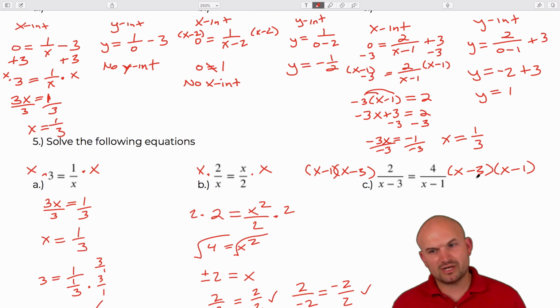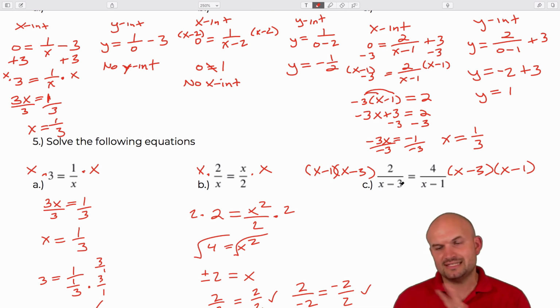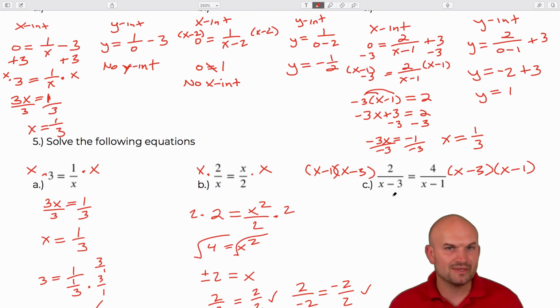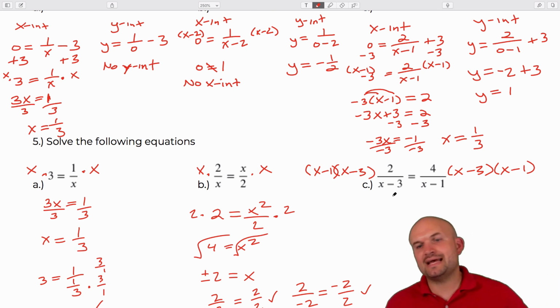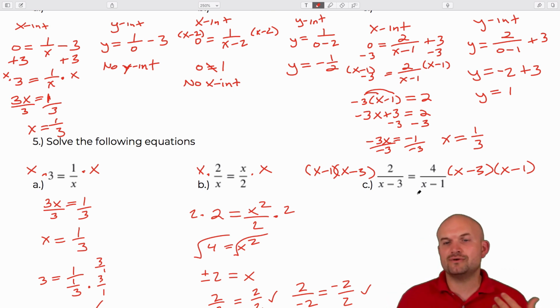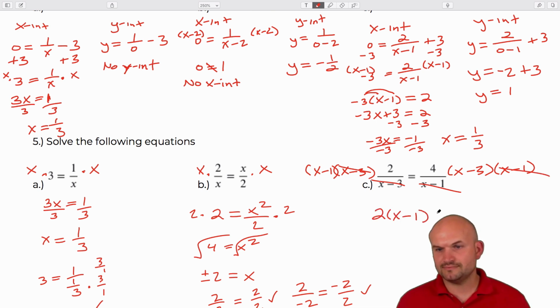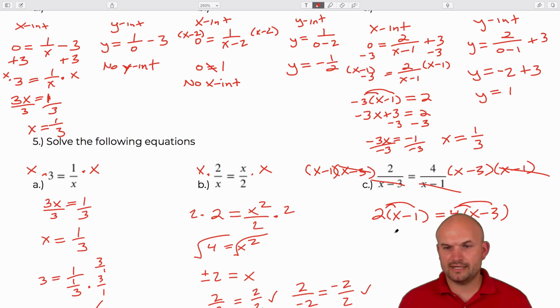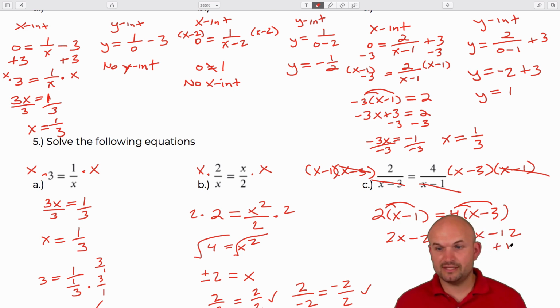Once you feel more comfortable with identifying the LCD, you can look at the denominators of a rational equation, identify the LCD, and multiply everything by the LCD, and that's going to get rid of your rational expressions. So in this case, my x minus 3's divide out, and my x minus 1's divide out, leaving me with 2 times x minus 1 is equal to 4 times x minus 3. Now, again, I'm just going to apply the distributive property here, and I get 2x minus 2 equals 4x minus 12.